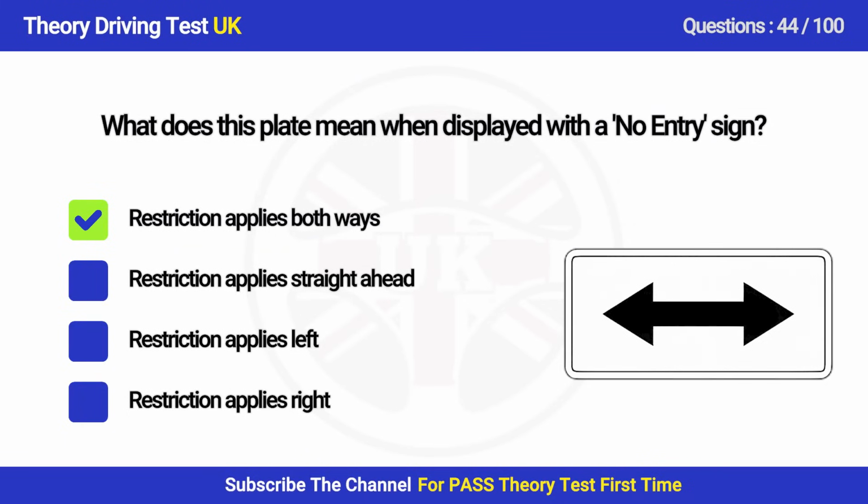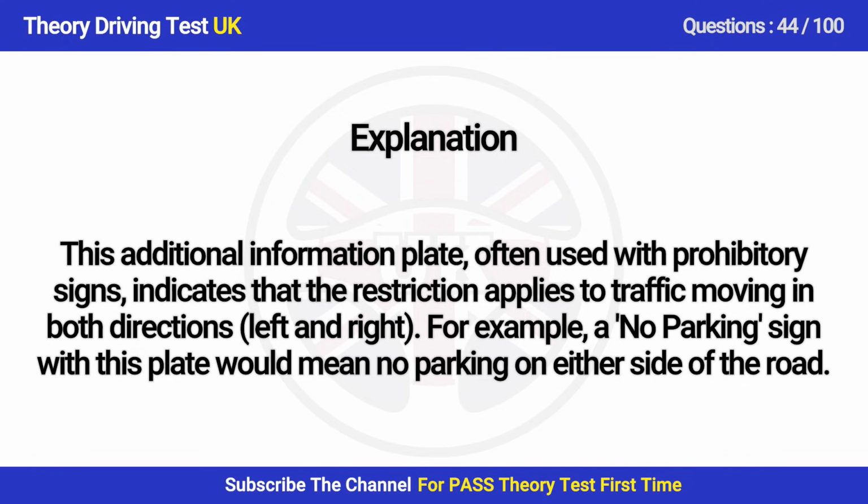Answer is A. Restriction applies both ways. This additional information plate, often used with prohibitory signs, indicates that the restriction applies to traffic moving in both directions, left and right. For example, a no parking sign with this plate would mean no parking on either side of the road.